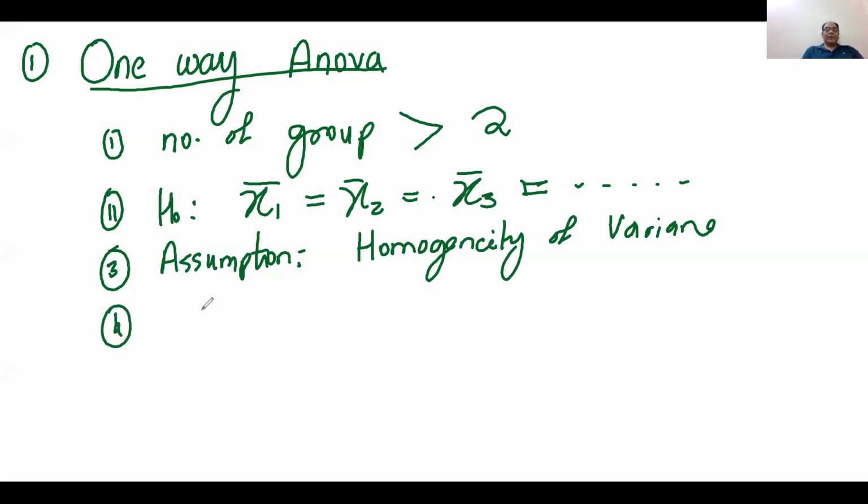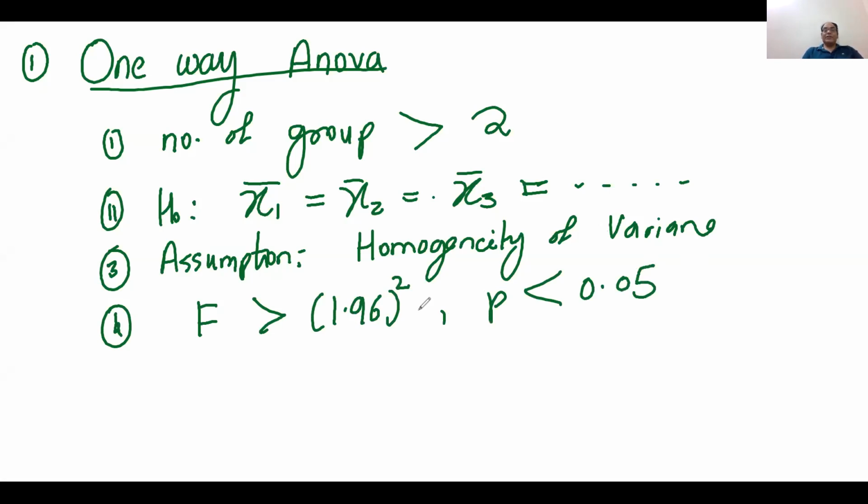Fourth, what do we check? We check the F statistic, which should be greater than the square of 1.96, and the p value should be less than 0.05. So these two conditions are required to reject the null hypothesis. After rejecting the null hypothesis, the next thing which you can see is called the post hoc test.